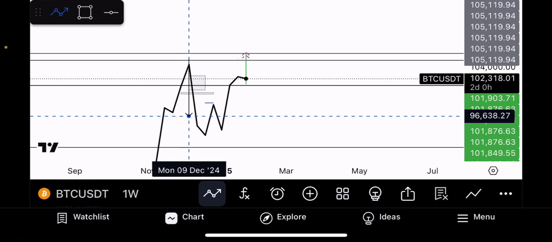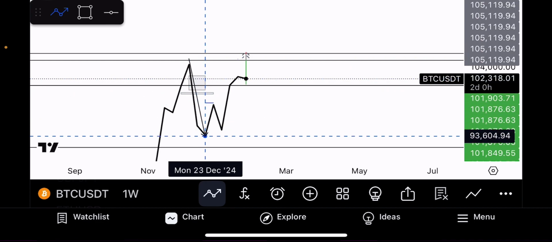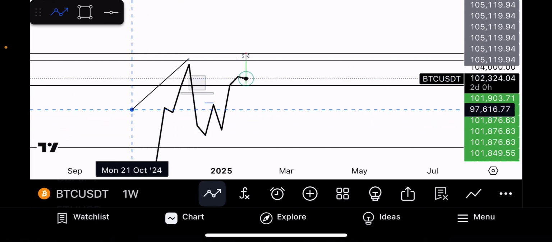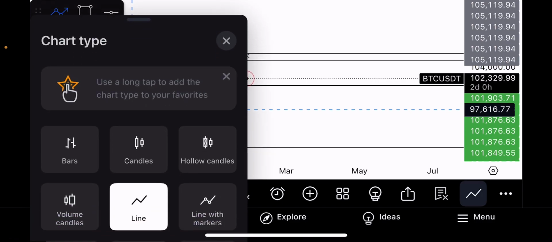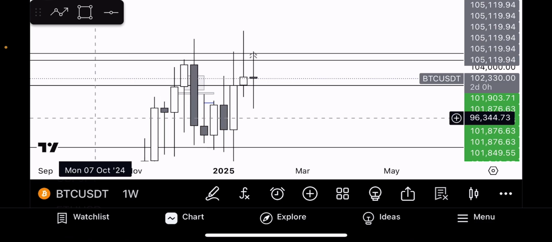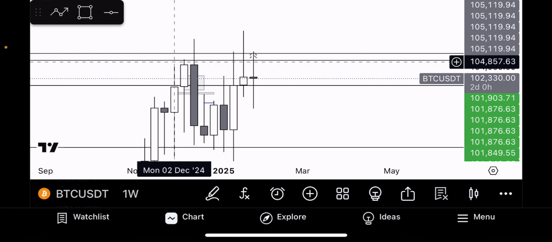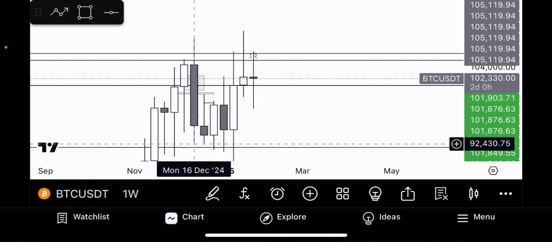This is a structural point. It swept liquidity and it broke structure. So that is our first confluence. Let's go. Let's switch back to the candlesticks. As you can see, this is where that structure was sitting, exactly here. So this was the sweep of liquidity and this was the break of structure.